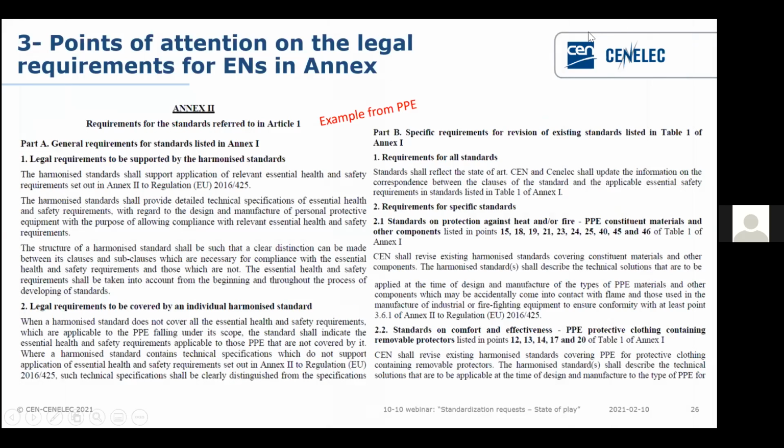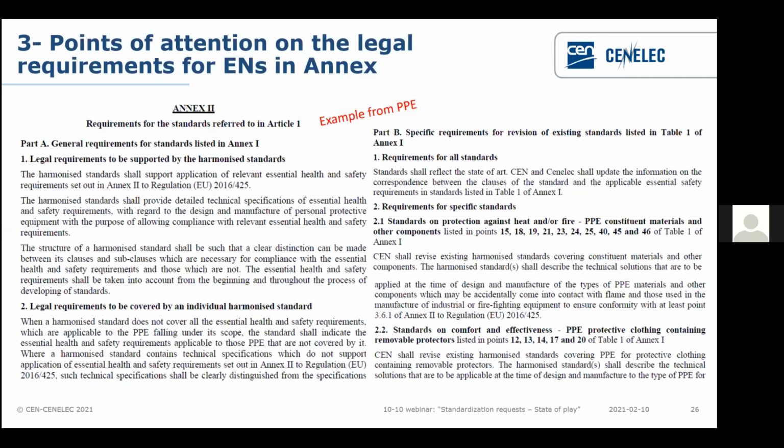I will not present this topic to you in this slide as a novelty, but just as a point for attention. It is very important that we pay attention to the annex of the standardization request, where the requirements for the standards listed in the standardization request are set.